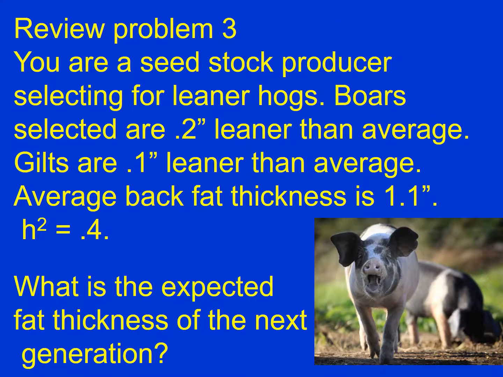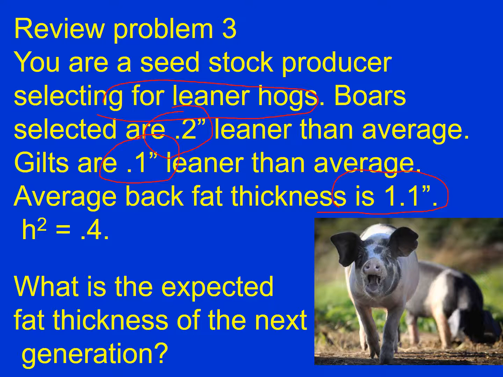Our final review problem here is on predicting genetic change. So we're selecting for leaner pigs. So the boars average 0.2 of an inch leaner per back fat. The gilts are 0.1 inch leaner than average. So this is our breeding stock. We're selecting for leaner pigs. Average back fat currently is 1.1 inches at 280 pounds. So we want to get just a little bit leaner pigs.